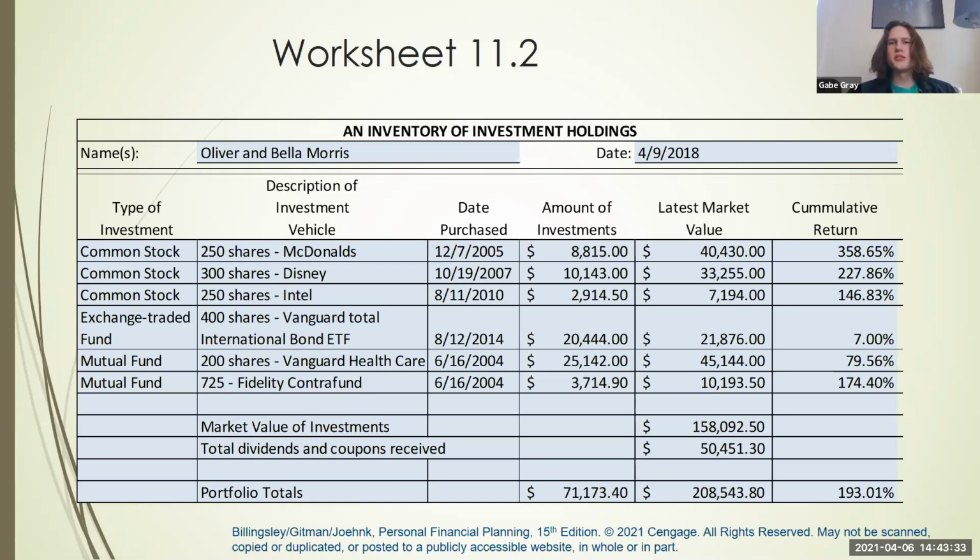Is the original price the amount of investments? Yes. 35.26. Yep, he did. He paid $35.26. What's it trading for today? 40,430. How much per share? $161.72. Holy crap. Okay. So right away you're like, that's amazing.